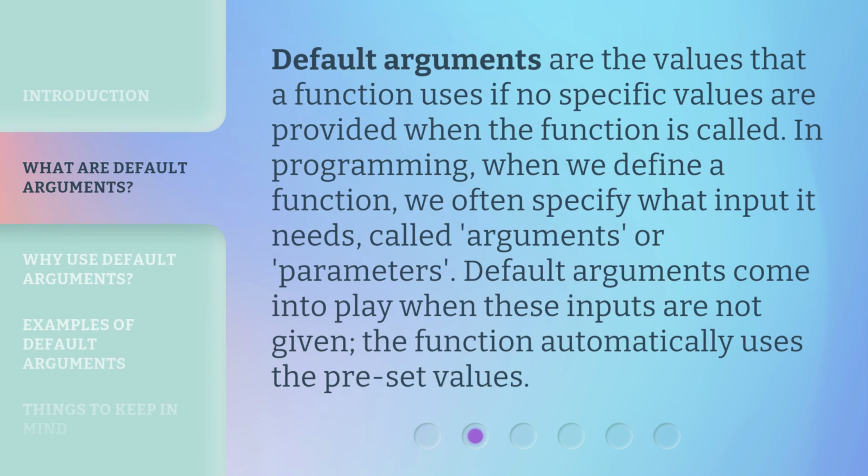Default arguments are the values that a function uses if no specific values are provided when the function is called. In programming, when we define a function, we often specify what input it needs, called arguments or parameters. Default arguments come into play when these inputs are not given. The function automatically uses the preset values.